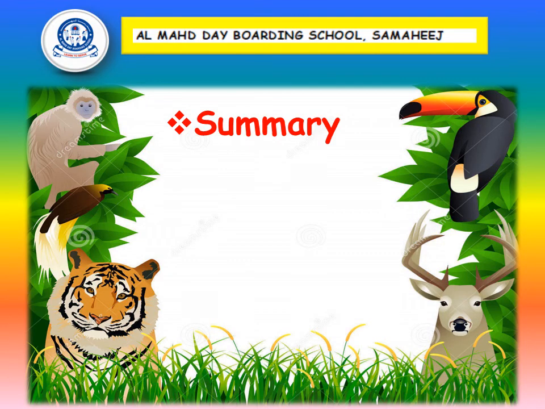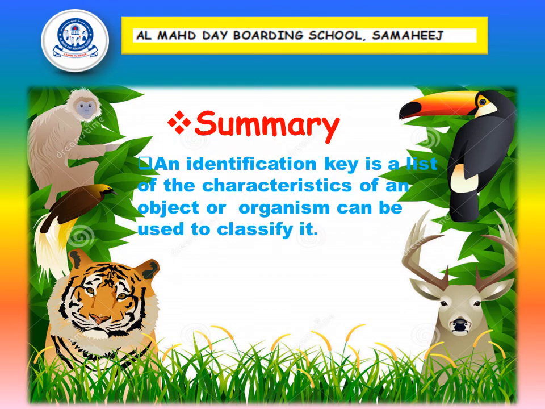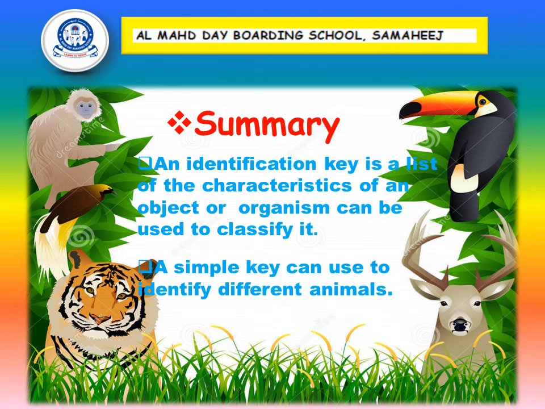For the summary of what we have learned today, we define what is identification key and how these identification keys are used to classify and identify the different animals. Always remember, an identification key is a list of the characteristics of an object or organism that is used to classify it. Second, a simple key can be used to identify different animals. So, by using an identification key or a list of the different characteristics or features of an animal, you can use them to classify and identify it.